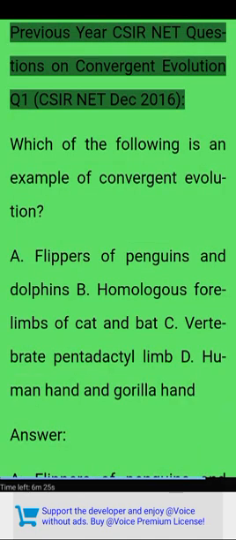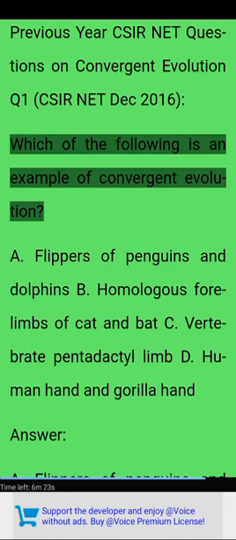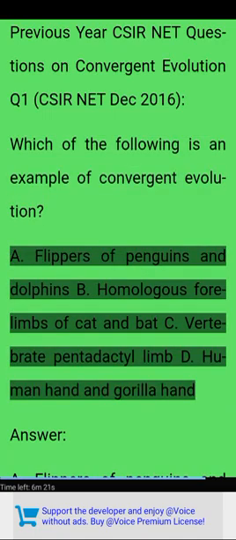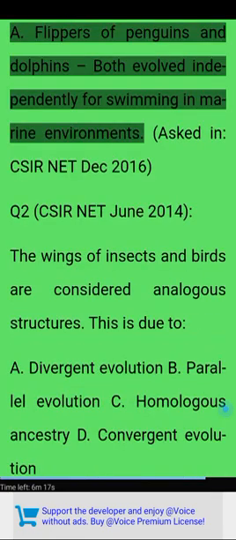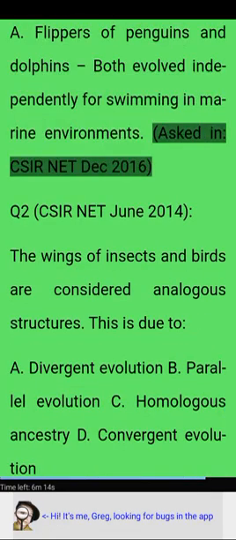Previous year CSIR NET questions on convergent evolution. Q1, CSIR NET December 2016. Which of the following is an example of convergent evolution? A, flippers of penguins and dolphins; B, homologous forelimbs of cat and bat; C, seabird, pentadactyl, and human hand; D, gorilla hand. Answer: A, flippers of penguins and dolphins, both evolved independently for swimming in marine environments. Asked in CSIR NET December 2016.